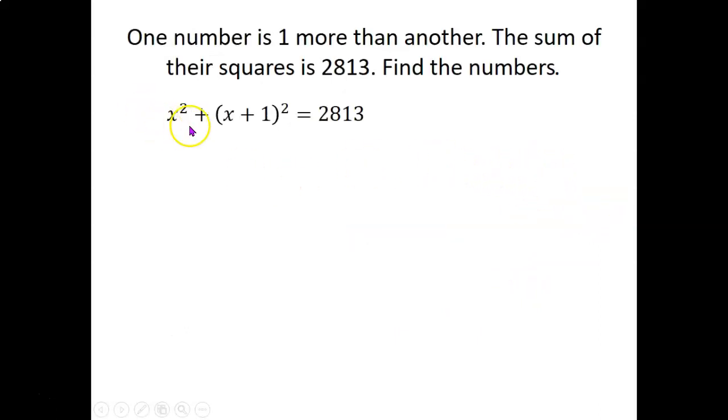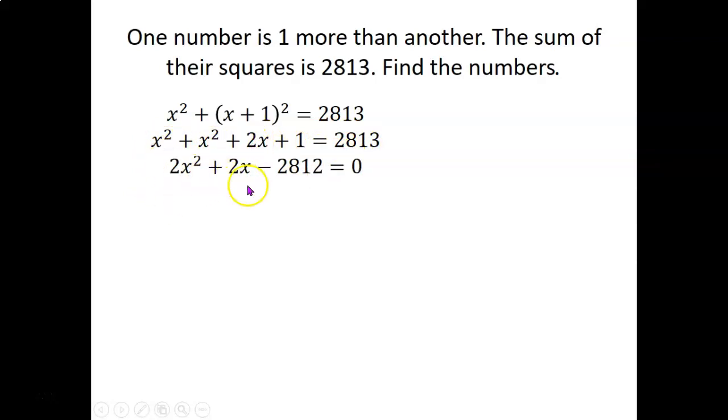The other example we were looking at, we had to solve the equation x squared plus (x plus 1) squared equals 2,813. I can multiply this (x plus 1) squared out to start with, x squared plus 2x plus 1, combine like terms and do a little rearranging, and I get 2x squared plus 2x minus 2,812 equals 0. Everything here is even, so why don't I just go ahead and divide both sides of this equation by 2. That'll simplify things. And then I'll have x squared plus x minus 1,406 equals 0.